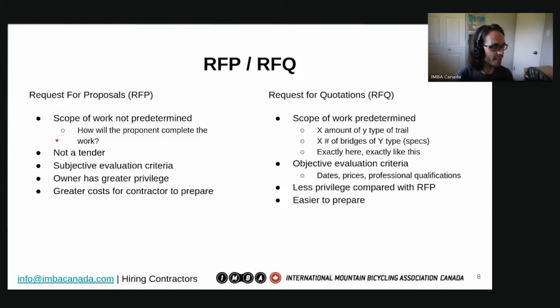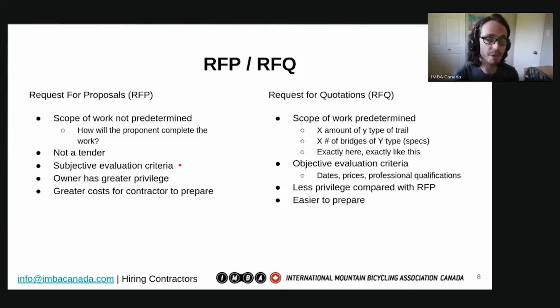So the scope of work might not totally be predetermined, but the scope listed might be, let's determine the scope of work, or let's have the proponent as part of their proposal determine what that scope of work should be. And it's not a tender. That's a legal term. So that means it's not an RFQ, it's an RFP. It means that we have a little bit more control over the evaluation criteria, and that could include some fully subjective evaluation criteria. You can evaluate a proponent based on any terms that you decide, and you can let them know exactly how or what criteria you'll be using.